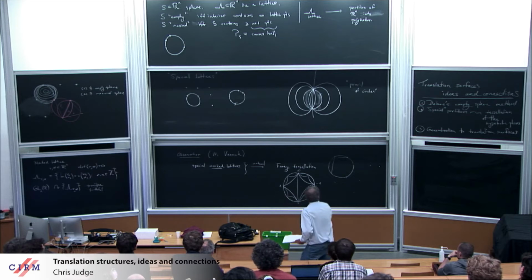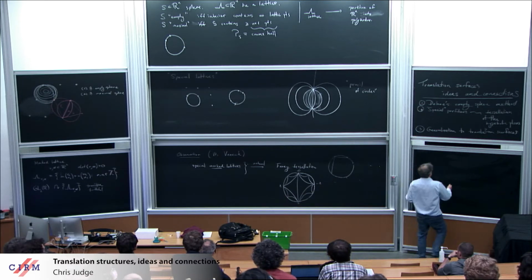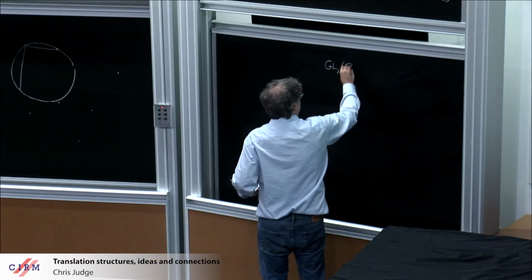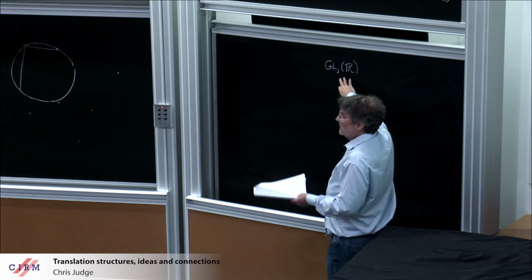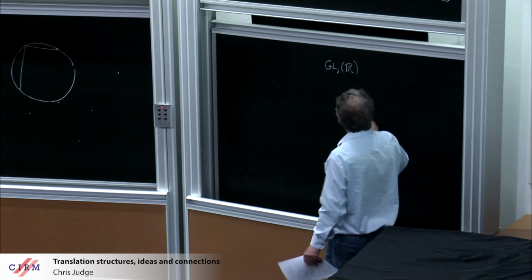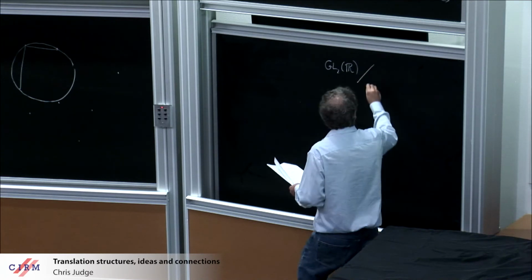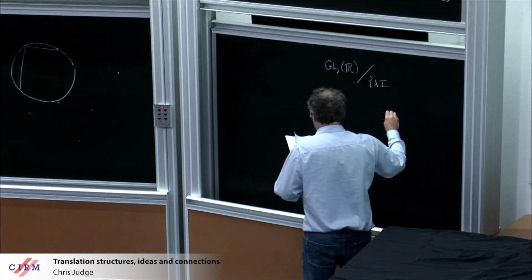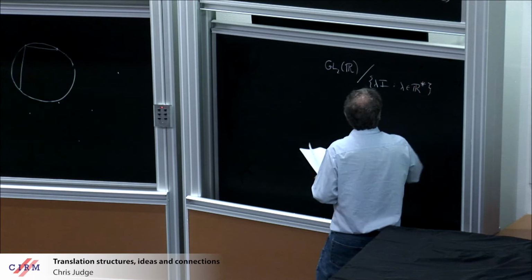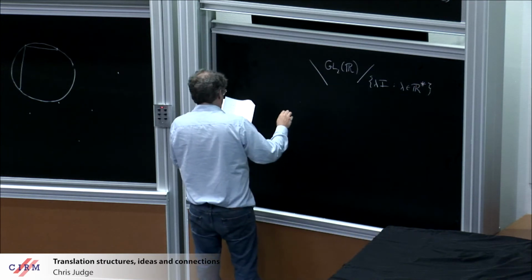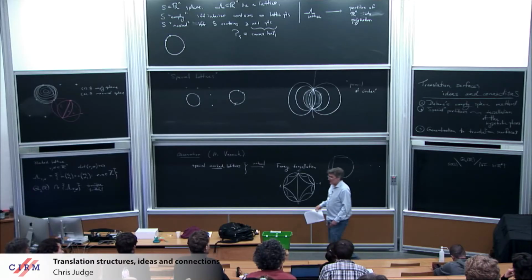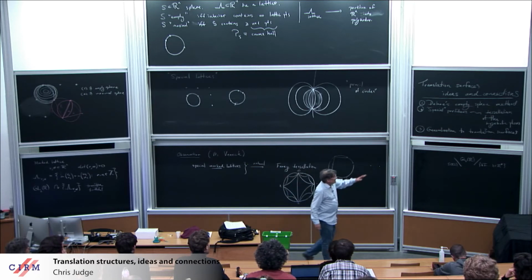And so when I take GL2R, by this action I can identify GL2R with the lattices. But if I don't care about the lattice up to scaling or rotation, then I can mod out by scaling, which is lambda times the identity matrix, where lambda is in the reals without 0. And then on the other hand, I have SO2, or O2.